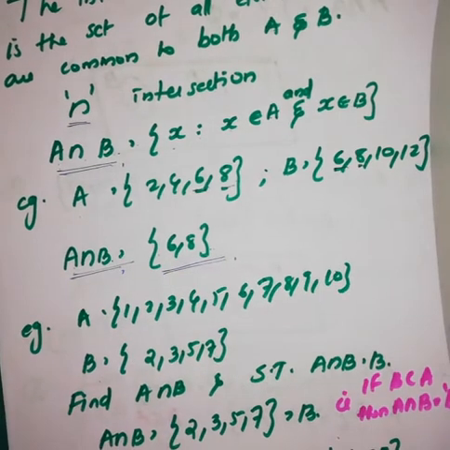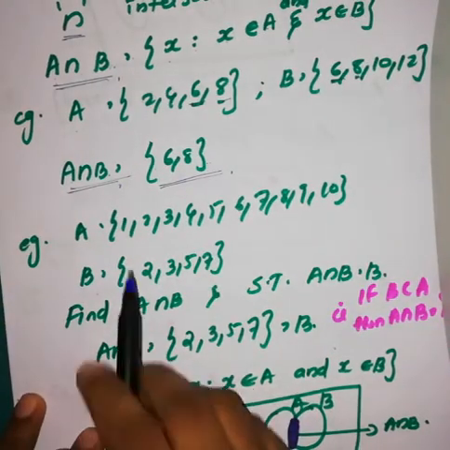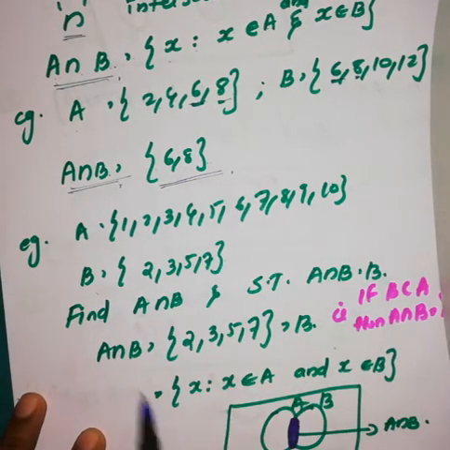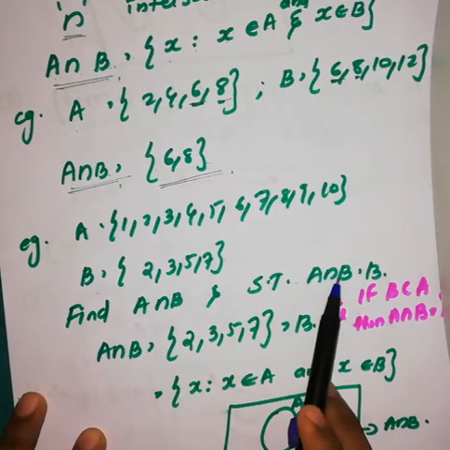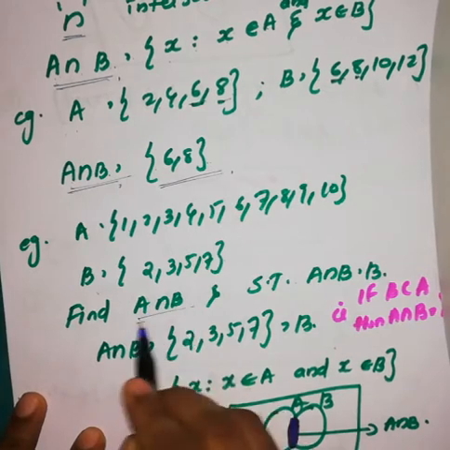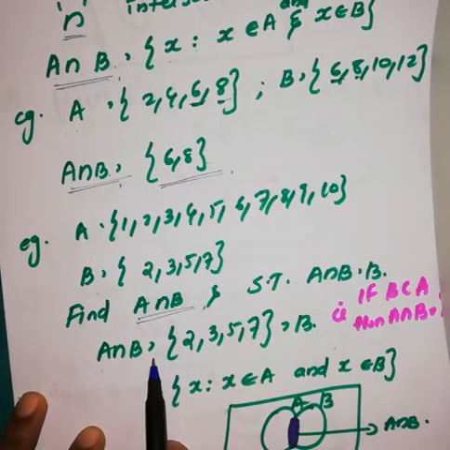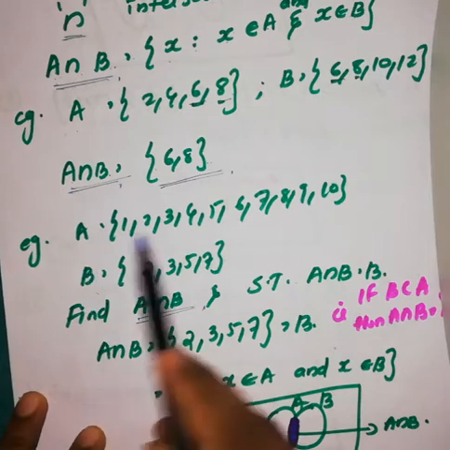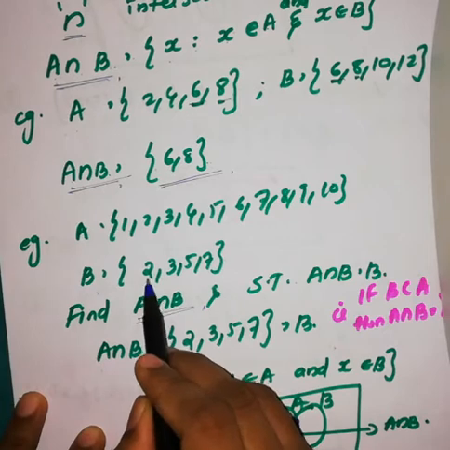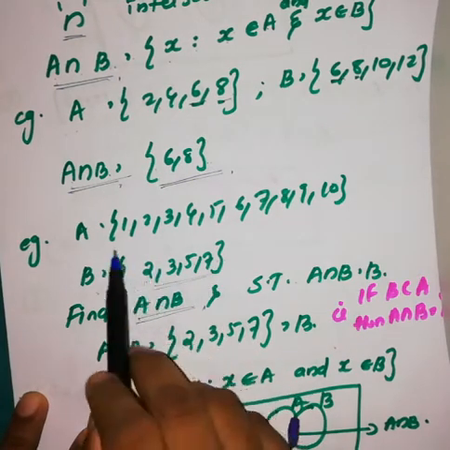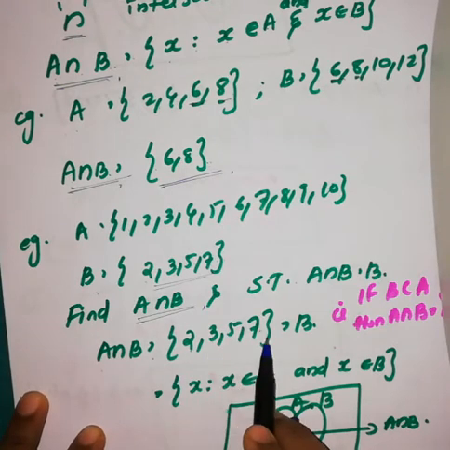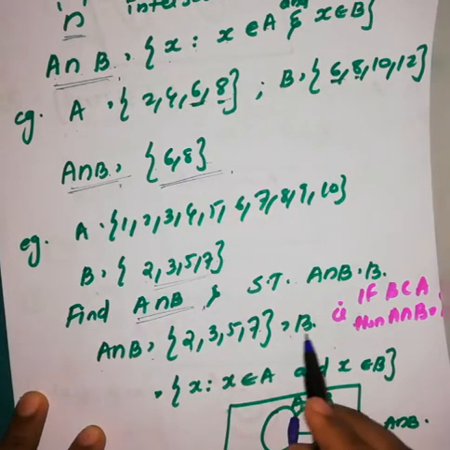Clear? So the next example: A is equal to the numbers from 1 to 10 and B is equal to {2, 3, 5, 7}. Find A intersection B and show that A intersection B is equal to B itself. So first we are going to find what A intersection B is. A intersection B is the set consisting of the common elements of both sets. Here 2, 3, 5, 7 are the common elements because they are in both sets A and B. So the answer is {2, 3, 5, 7}. We know that that's equal to B itself.